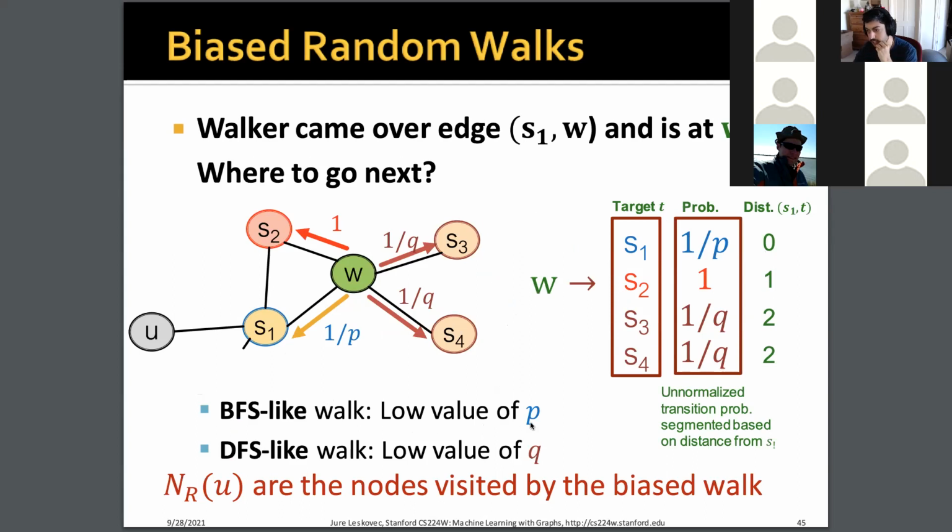If we have a low value of P, it's going to make us act more like a breadth first search. And if we have a low value of Q, it's going to make us act more like a depth first search. This makes sense, because for breadth first search, a low P value makes it more likely to return to the previous node, so we're going to stay in this neighborhood. We're going to keep feeding back to S1, and then we'll traverse everything around it. And for depth first search, if we have a low Q, it makes it more likely for us to meander out and go to different places in the graph.